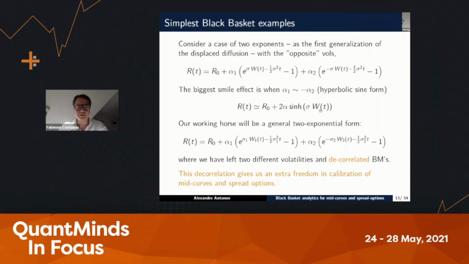You can check it in the supporting paper. Our working horse will be the general two exponential form. So we have a sum of two exponents with different Brownian motions, somehow correlated or decorrelated. So we have sigma 1, sigma 2, and alpha 1 and alpha 2. Actually this decorrelation between Brownian motions, so they can be, for example, in our examples, correlated to 0. So this decorrelation gives us an extra freedom in calibration to mid-curve and spread options.